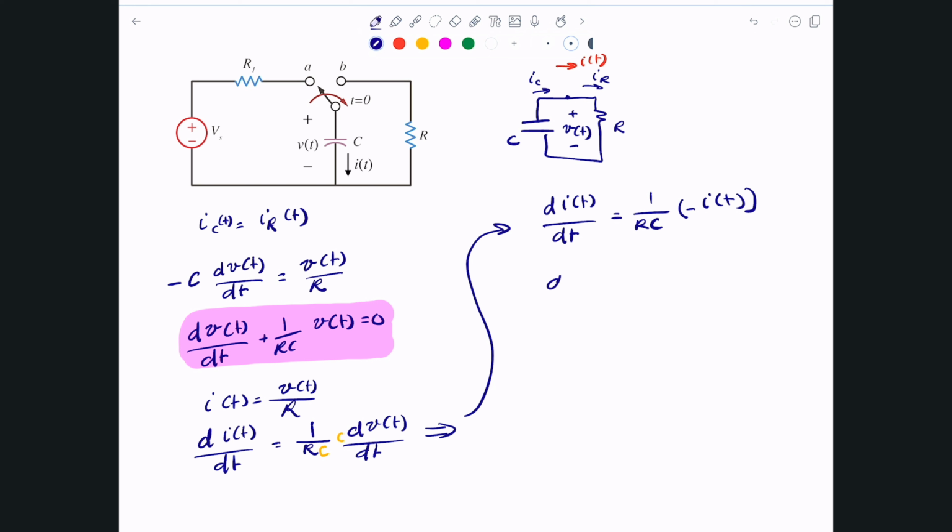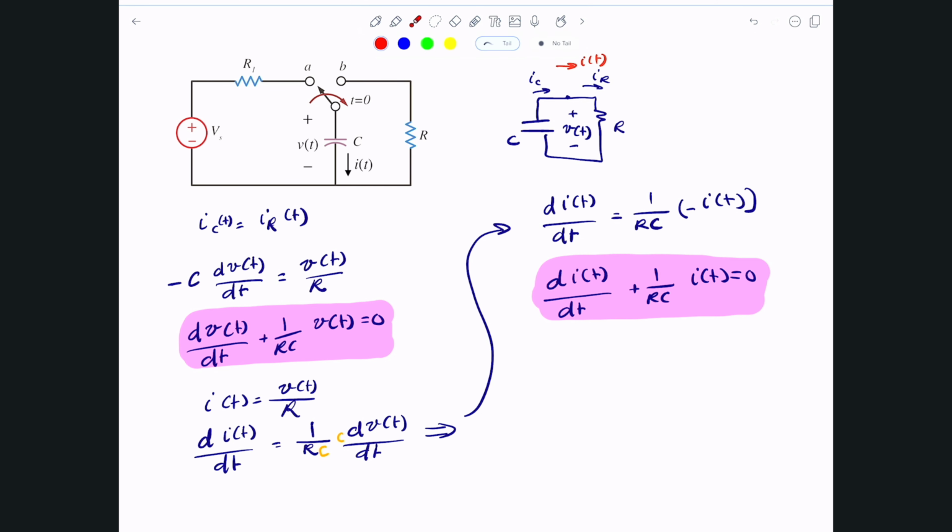So we do a little bit of algebra and we move the terms. What we end up with is di of t divided by dt plus 1 divided by RC times i of t equals 0. So this is another first order differential equation that describes the same exact circuit. The first one is in terms of v of t, and this one is in terms of i of t. If you pay attention to both of them, you will see that they are of the same form. That form is simply dx of t divided by dt, where x is either voltage or current, plus 1 divided by RC, which we know for RC circuits is tau, times x of t equals, in both cases, 0.